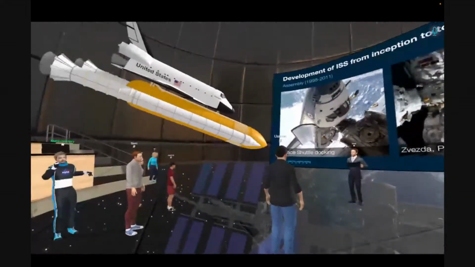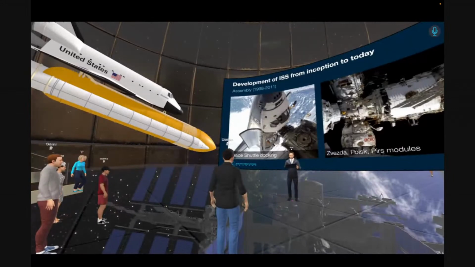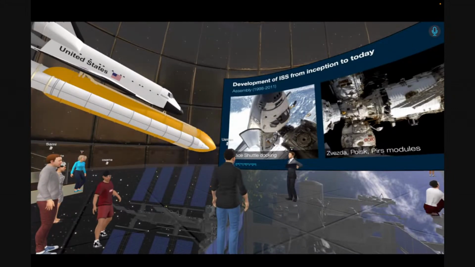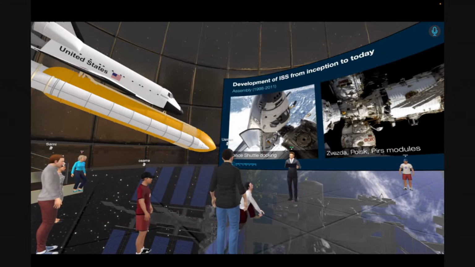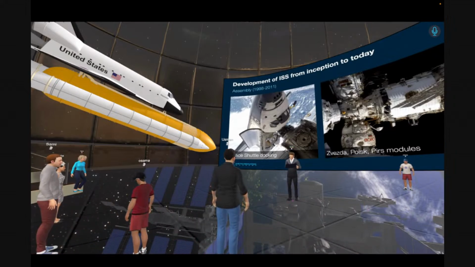I can read it a little bit, but I stopped my classes. Zvezda means dawn. So like sunrise, basically. And that's a great name because it was the first piece of the space station. And it's still working today. So I'll go to the next slide.